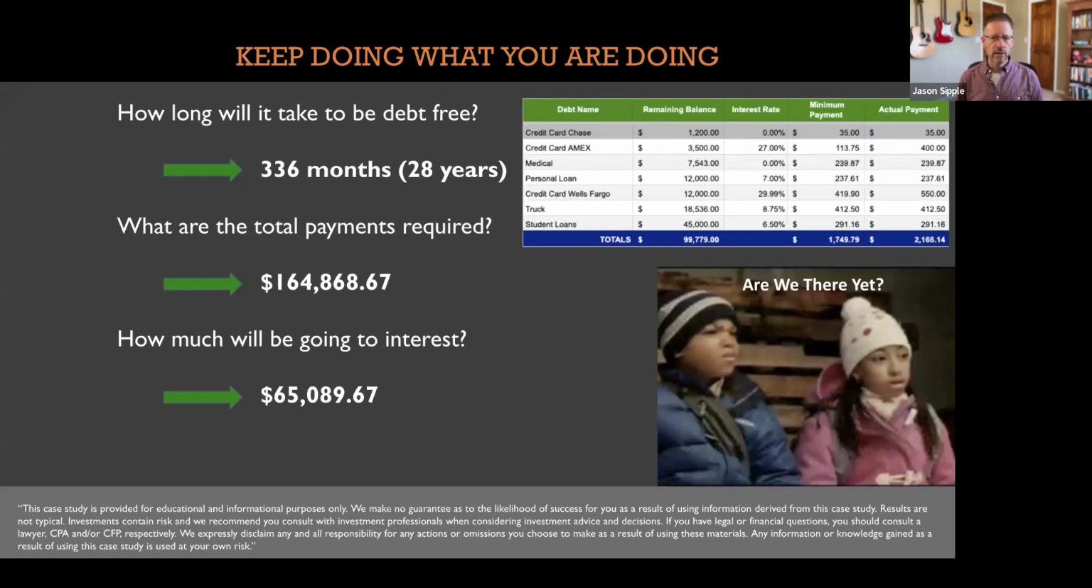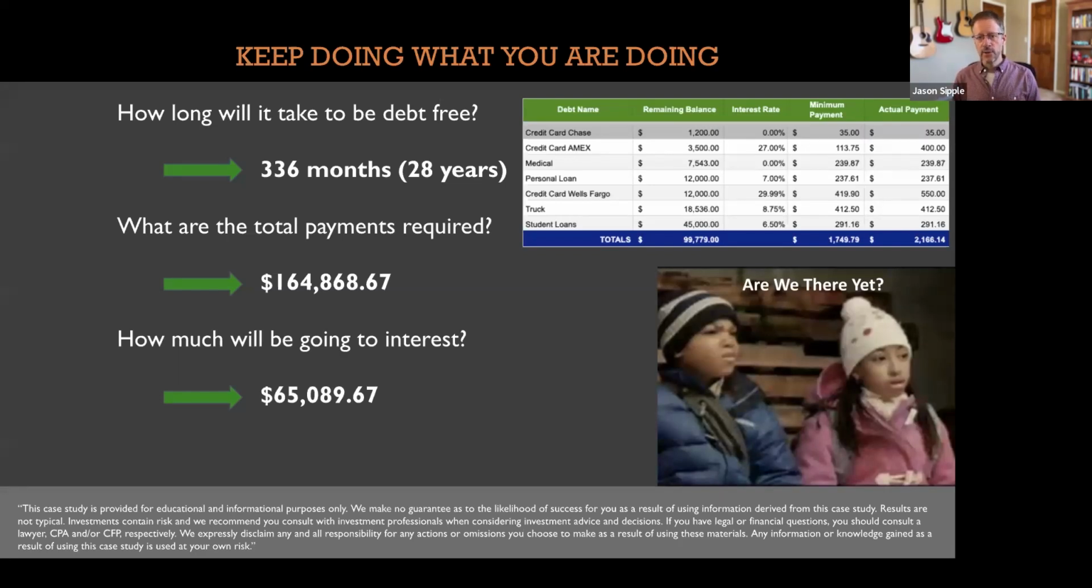One is what I call keep doing what you've always done. So when we look at these debts, we have a Chase credit card, an American Express credit card, and a medical debt. We can pay those off one by one and then just take the money we were paying on those debts and go below it or add it into our budget, or maybe we start buying fancier clothes or go out to eat more often.